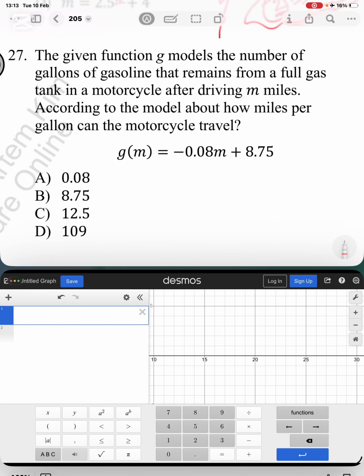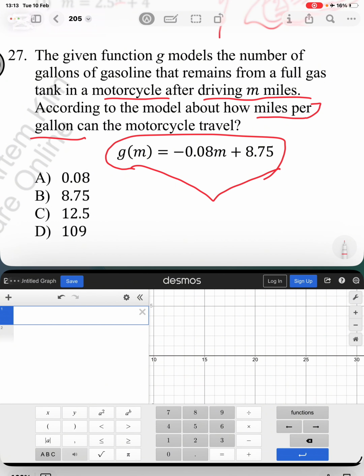So, in this SAT question, as you can see, the given function G models the number of gallons of gasoline that remains from a full gas tank in the motorcycle after driving m miles. This question is so tricky because some candidates may make mistakes when they work with these SAT questions. It says, according to the model, about how many miles per gallon can the motorcycle travel? The given function G models the number of gallons, which means at first, what do you have to do here? You have to find the miles per gallon. So you have to insert this expression to 1.